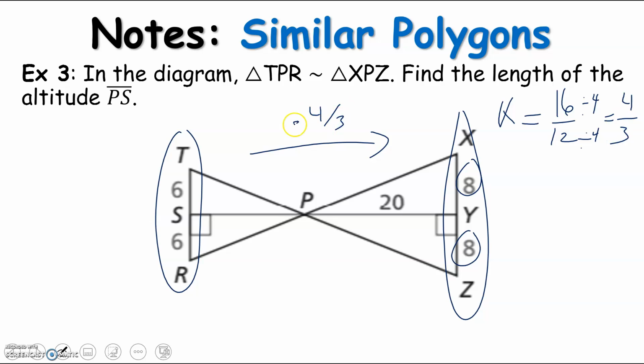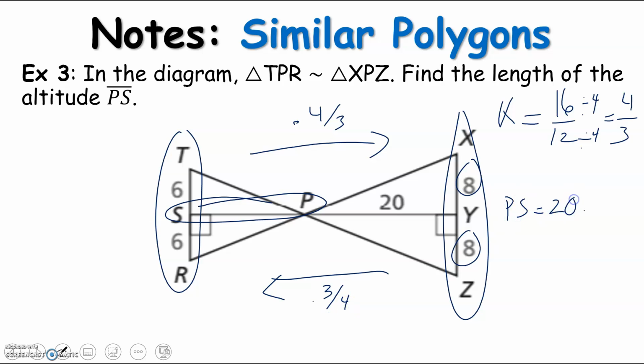Now ultimately, we would like to go this way, because we want this length here, PS. So we're going to multiply by 3/4. So we can see that PS is 20 times 3/4, which is 20 times 3 over 4, but 20 over 4 is 5, and 5 times 3 is 15. So PS is 15.